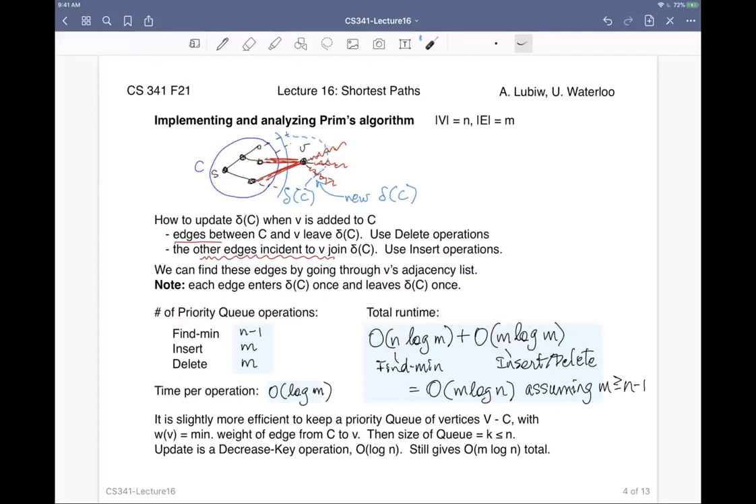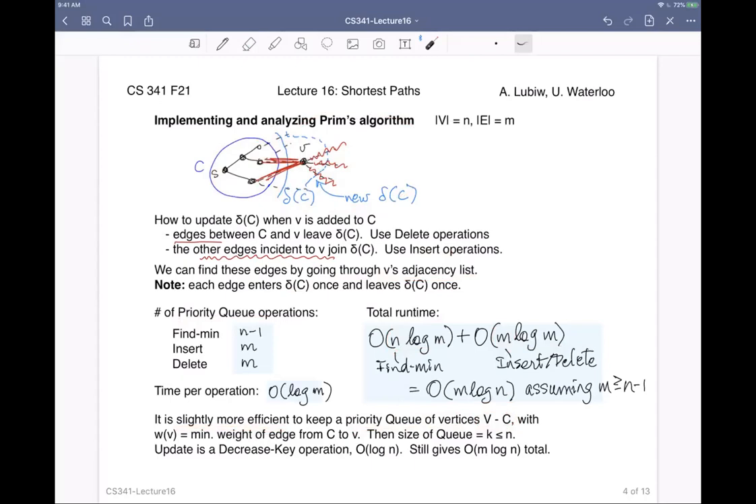Okay, now there's two comments I want to make. One is that it is slightly more efficient to keep a priority queue of the vertices that are outside C. So these vertices over here. And the point is that then the priority queue has size n at the most, whereas with the way we're doing it, keeping edges in the priority queue, the size of the priority queue can be as bad as n squared. So this is why I say slightly more efficient. It doesn't change the asymptotic runtime, but it does change things in practice because the priority queue is smaller.